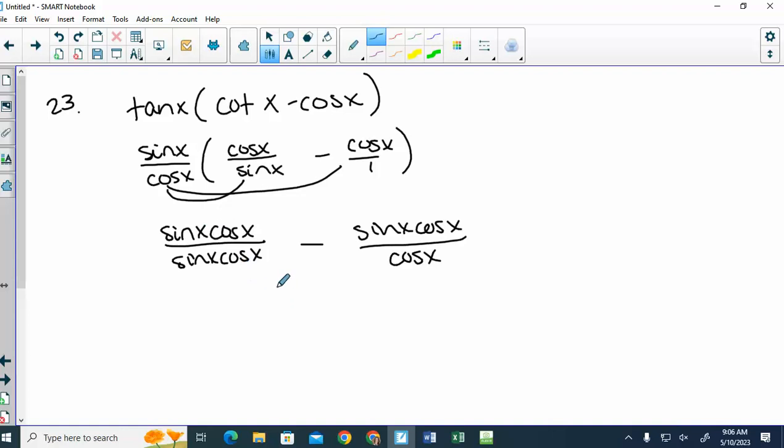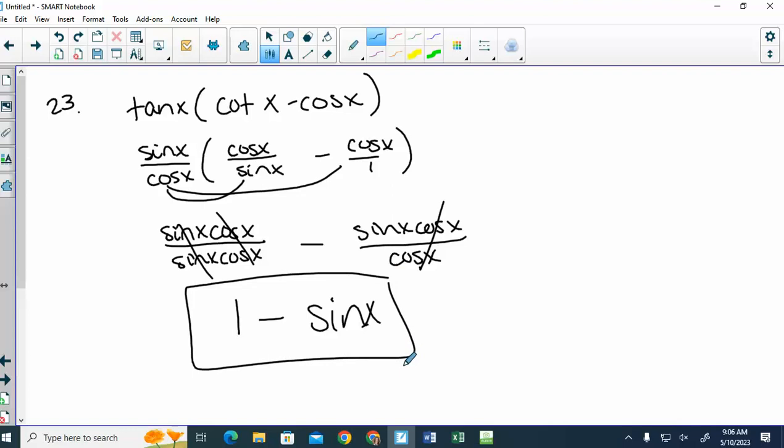What happens in this first fraction? Everything cancels out, and you get a 1. Minus, in the second one, cosine drops, so we get a sine. If it were 1 minus sine squared, that's equal to something, but 1 minus sine is not. So that's our final answer.